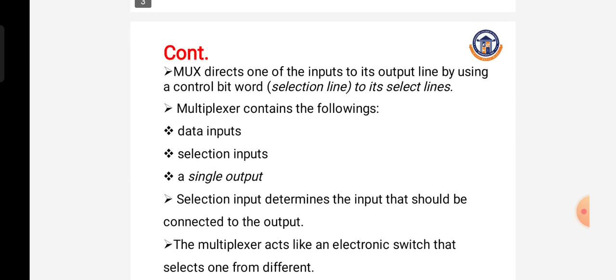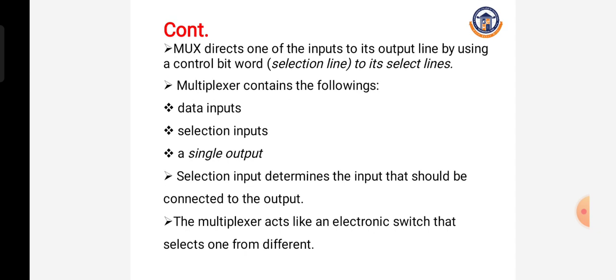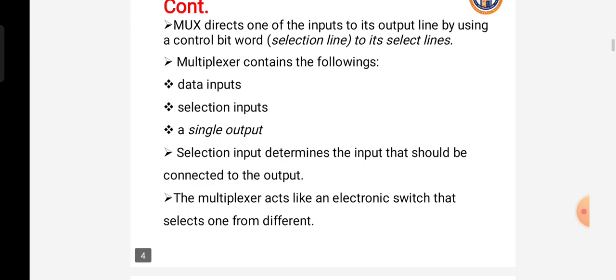Multiplexer directs one of the inputs to its output line by using the selection lines. The multiplexer consists of data inputs, selection inputs, and a single output. The selection input determines the input that should be connected to the output. Multiplexer acts like a digitally controlled multi-position switch or electronic switch that selects one from different inputs.